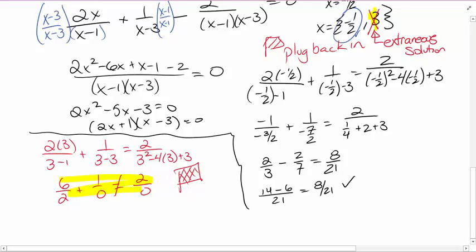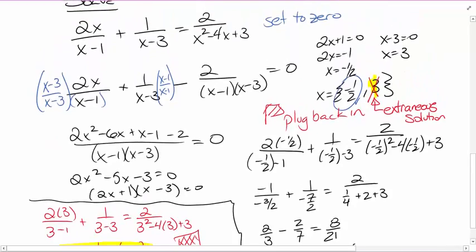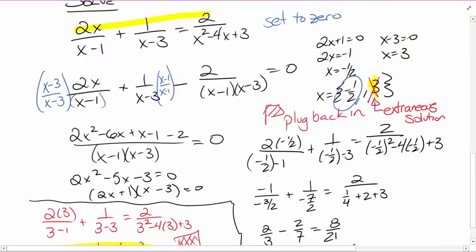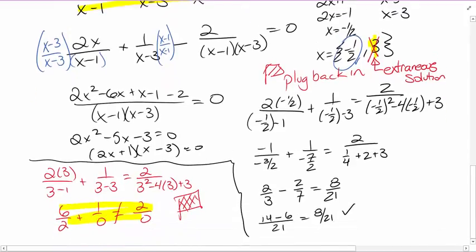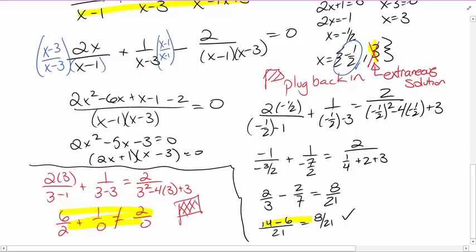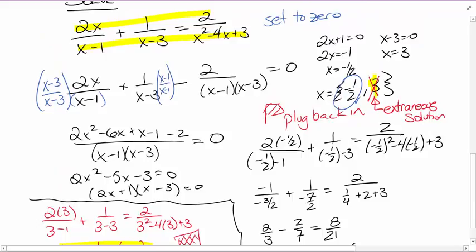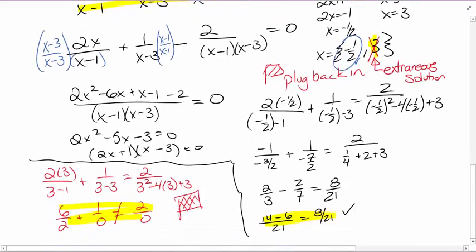My challenge to you is to figure out, why did that happen? Looking back at our initial equation, why did that happen? Could we have figured that out without needing to plug back in? The plugging back in was great because it proved that negative 1/2 did work, but could we have known that 3 didn't work before we plugged back in?